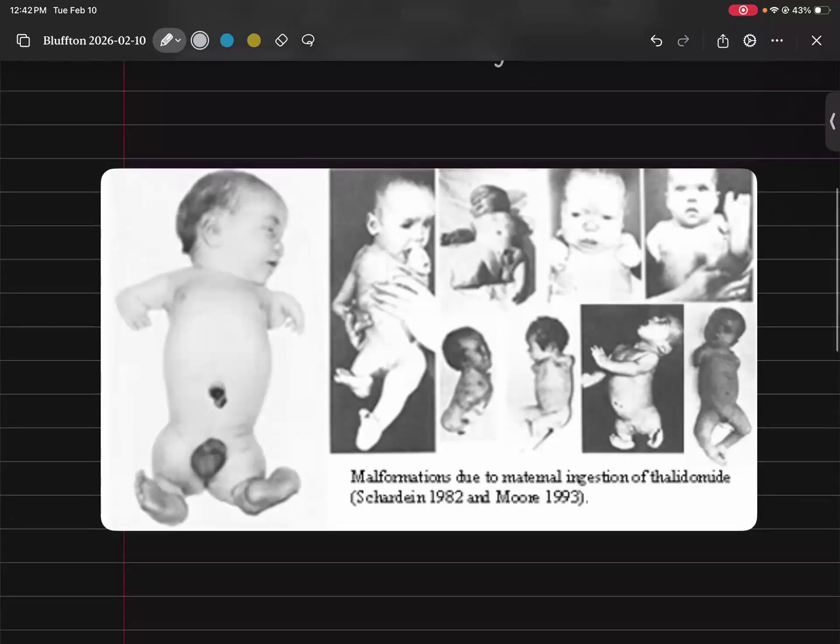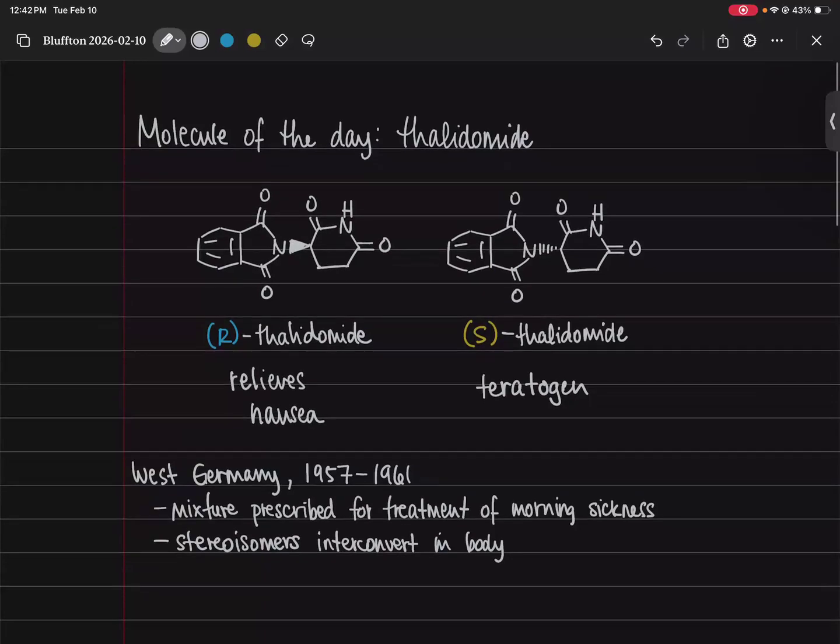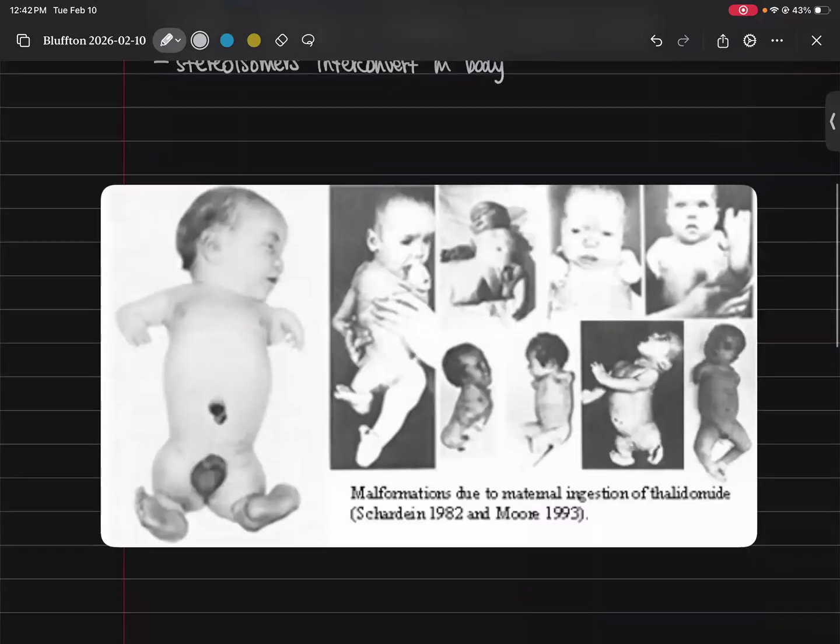So unsurprisingly, this was pulled fairly quickly when they realized, oh, hang on, one of the forms of thalidomide does exactly what we want it to do. And in fact, it does it better for morning sickness than it does for nausea caused by other things, which is kind of the horrible irony of it all. But the other form, which is just like the left-hand, right-hand version, causes those awful birth defects. So that's the story of thalidomide.